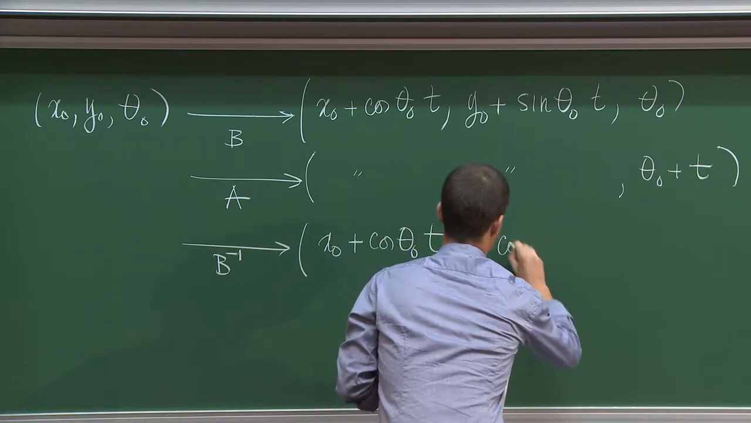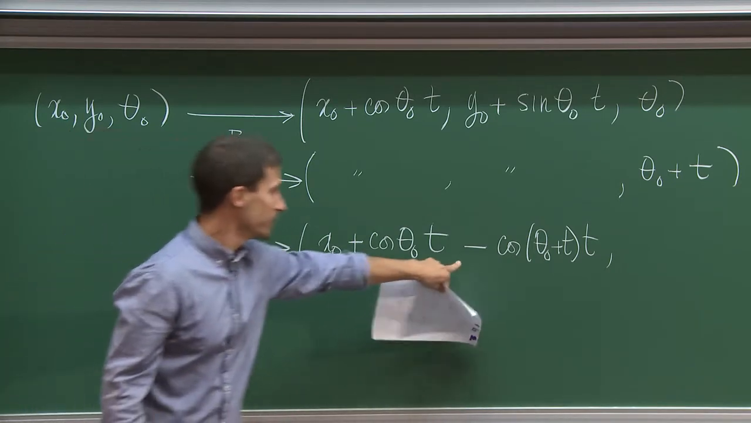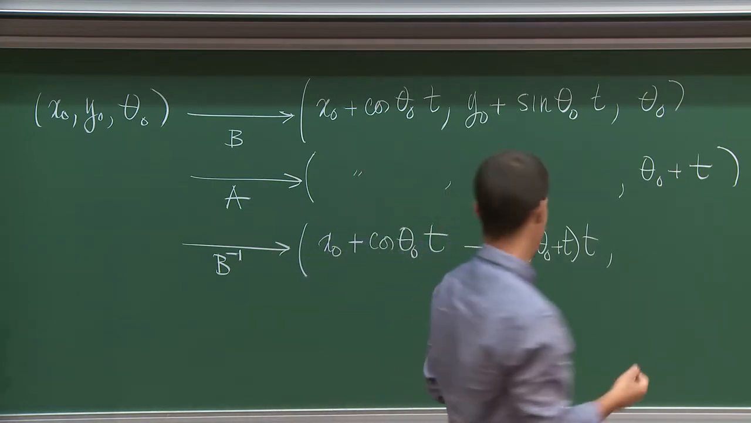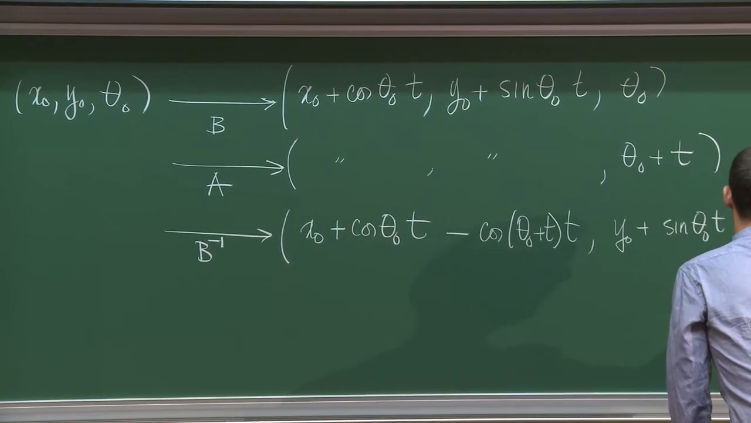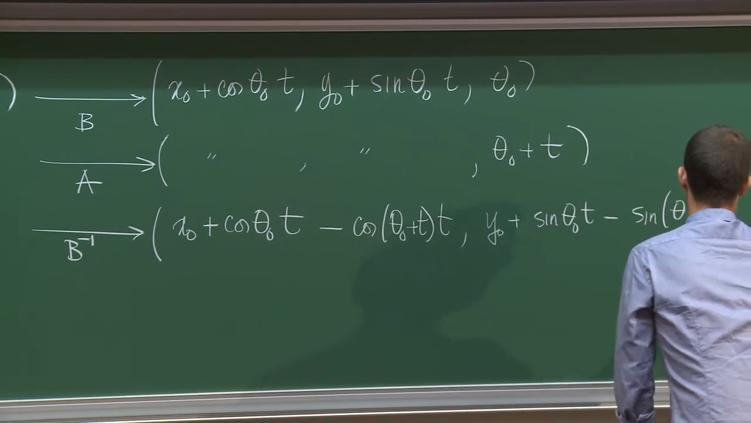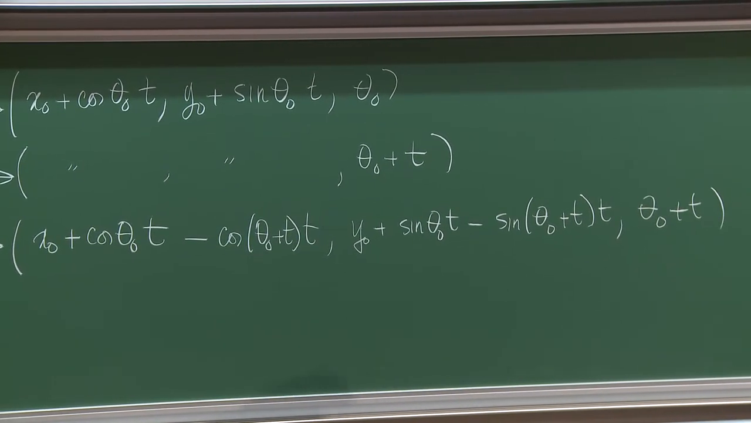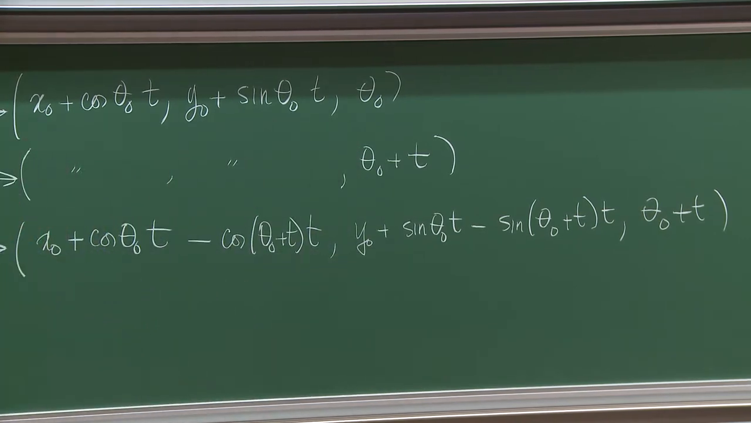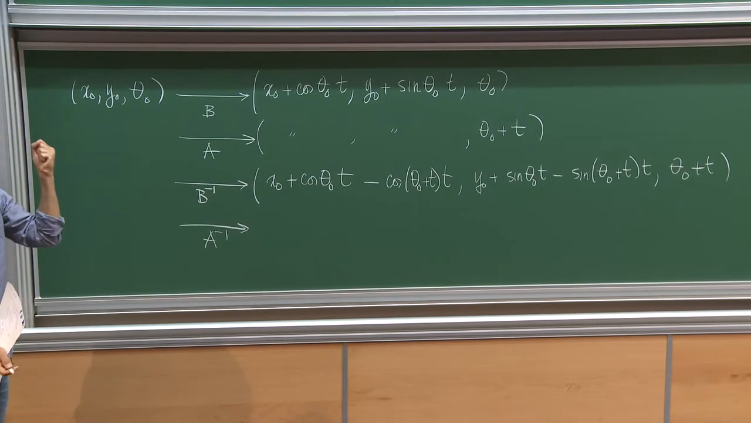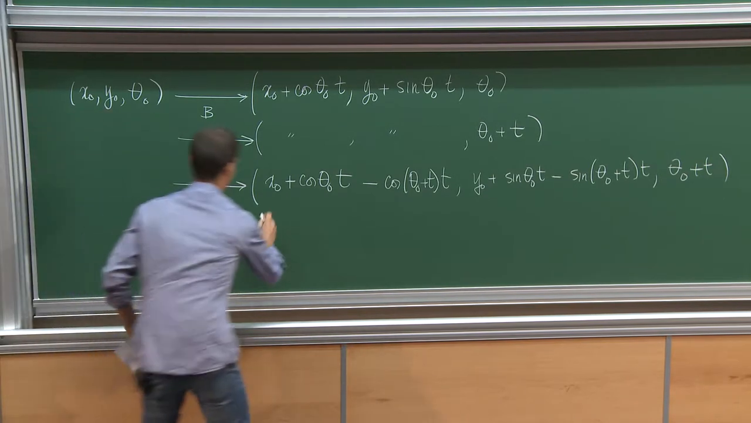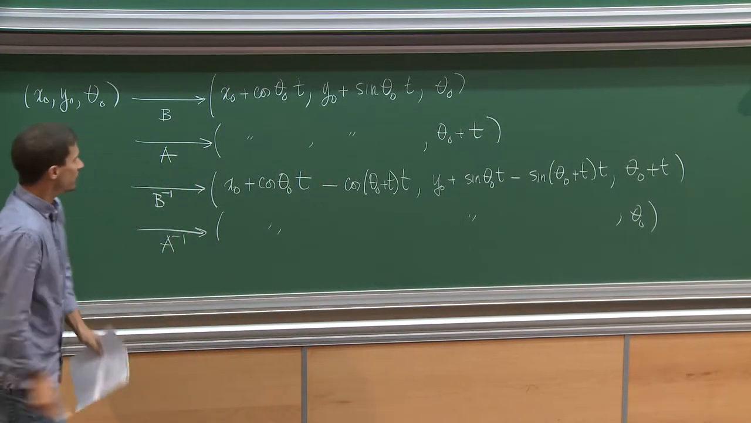So here I will have cosine of theta 0 plus t, times t. You agree? So it is the previous, and then I subtract this, because I go for time minus t now. Here it will be the same. And the last one will be theta 0 plus t. I'm doing this computation as an exercise. The last one is simple, because I have just to remove a t in the theta. So it will be the same, and theta 0 here. So we'll have the same expression.